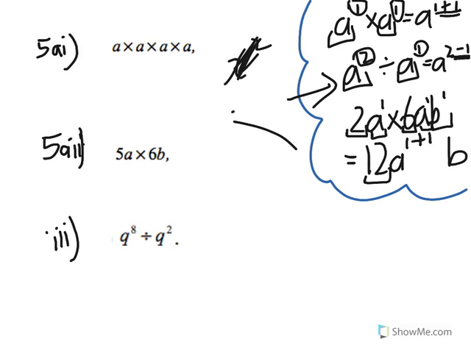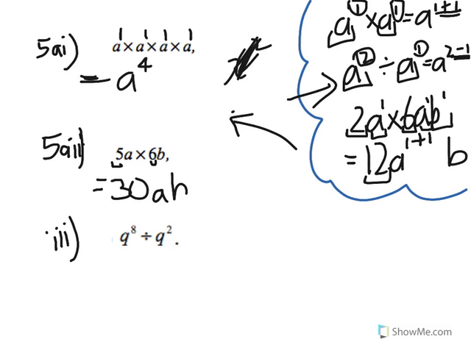Now, let's apply it to these questions here. So 5a1 is just a to the power of 1 times a to the power of 1 times a to the power of 1 times a to the power of 1, which is just a to the power of 1 plus 1 plus 1 plus 1, which is a to the power of 4. The same thing here. Now you multiply the like terms out. So you're going to get 30ab. And the last one, you're going to get q to the power of 8 minus 2, which is q to the power of 6.